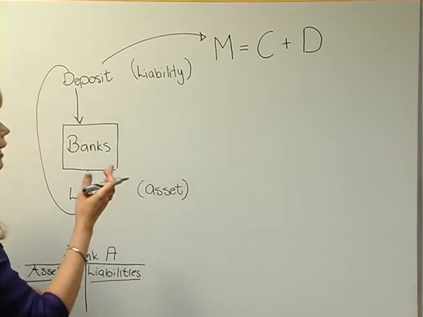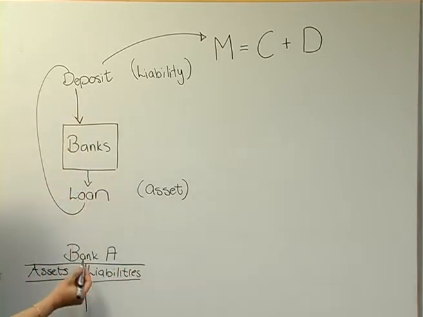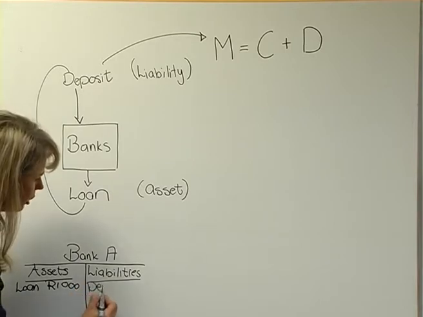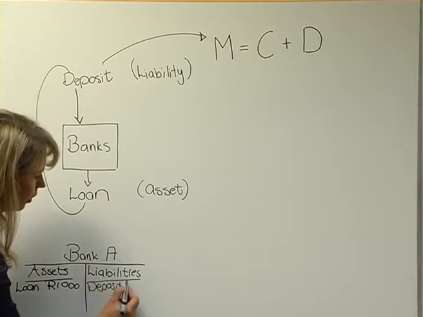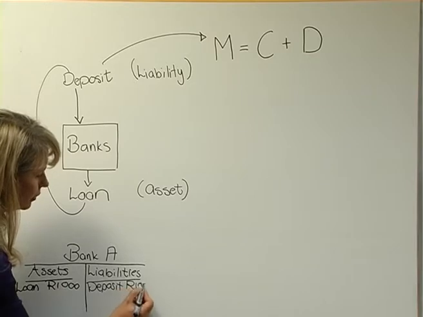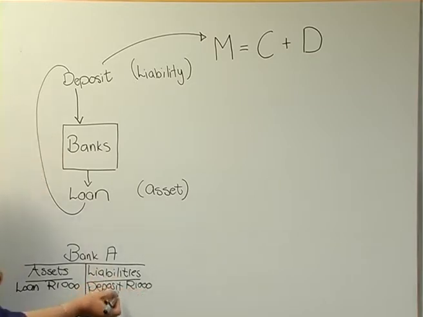Let's look at it on the balance sheet of a bank. Here I've drawn a small balance sheet of Bank A. If Bank A gives out a loan for 1,000 Rand, it will be shown on the asset side as a loan of 1,000 Rand, and it will be shown on the liability side as a deposit of 1,000 Rand. And these deposits form part of the money supply.